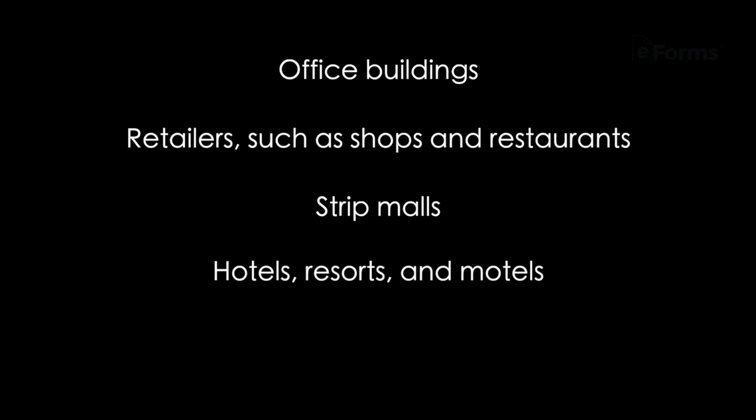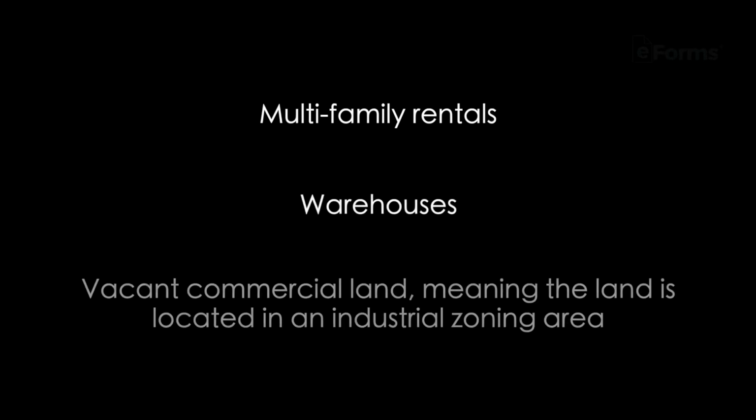purposes. Commercial properties typically consist of the following: office buildings, retailers such as shops and restaurants, strip malls, hotels, resorts and motels, healthcare facilities, multifamily rentals, warehouses, and vacant commercial land, meaning the land is located in an industrial zoning area. Keep in mind that commercial properties are usually occupied and used for business purposes, and by definition, these properties are situated on commercial zones.